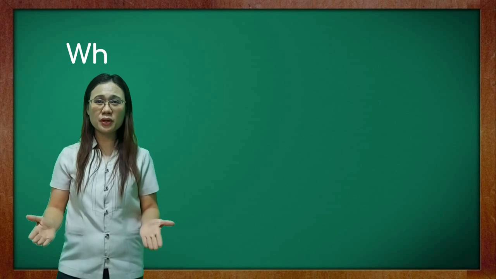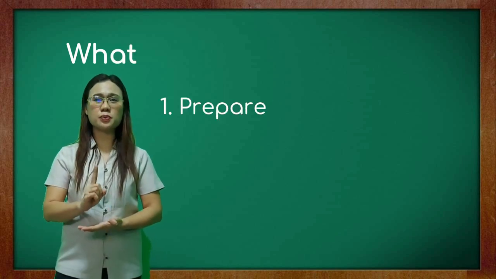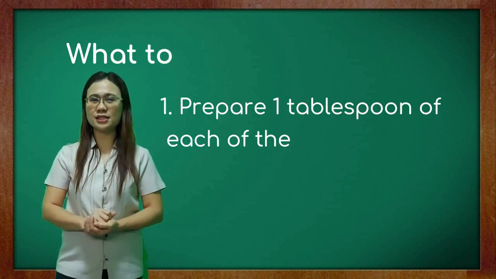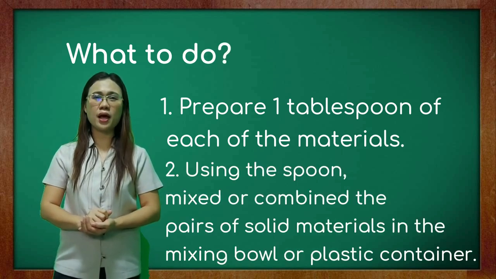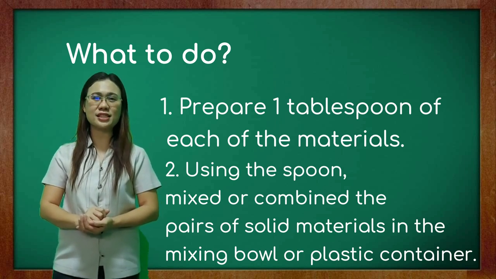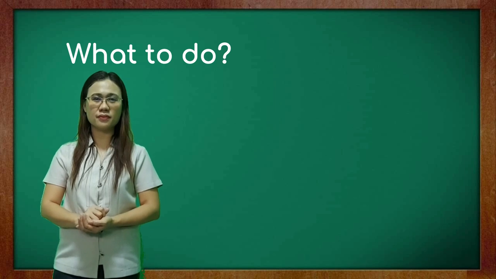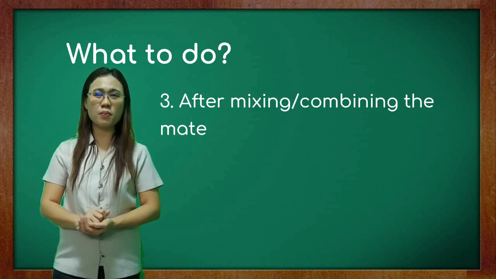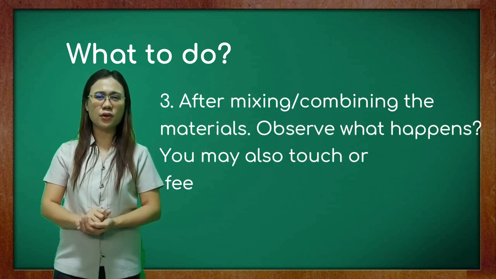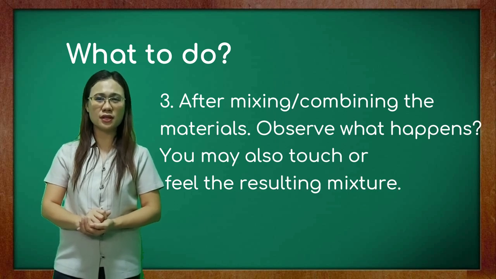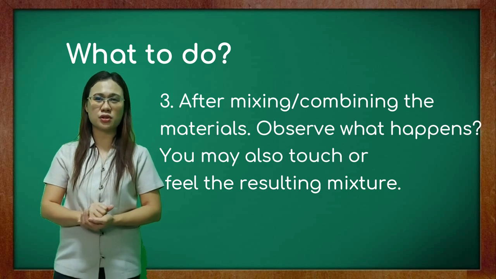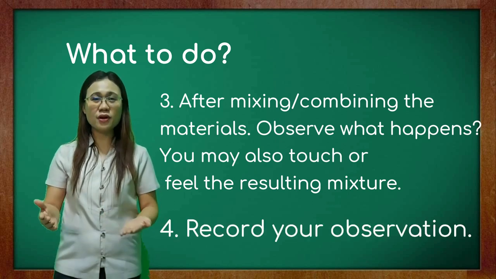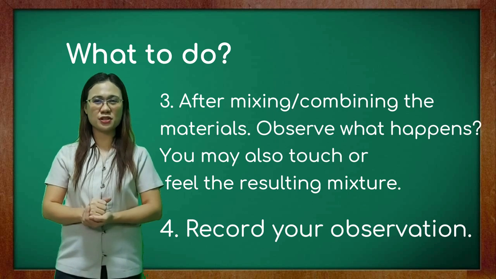What to do? Prepare 1 tablespoon of each of the materials. Using the spoon, mix or combine the pairs of solid materials in the mixing bowl or plastic container. After mixing or combining the materials, observe what happens. You may also touch or feel the resulting mixture. Then, record your observations.